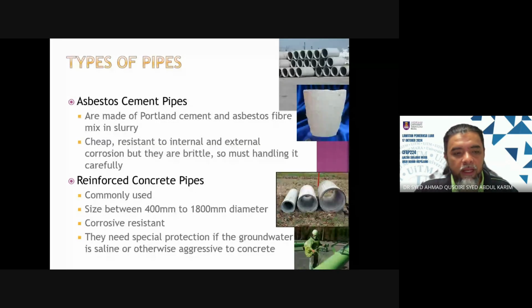However, we have RC pipe, okay, reinforced concrete pipe. This is commonly used as the main pipe. So as you can see, the diameter is from 400 mm to 1.8 meter, which is very large diameter. So it's corrosion resistant, okay, doesn't corrode. However, it also needs protection if the soil is very acidic, okay, because it can eat through the concrete surface.